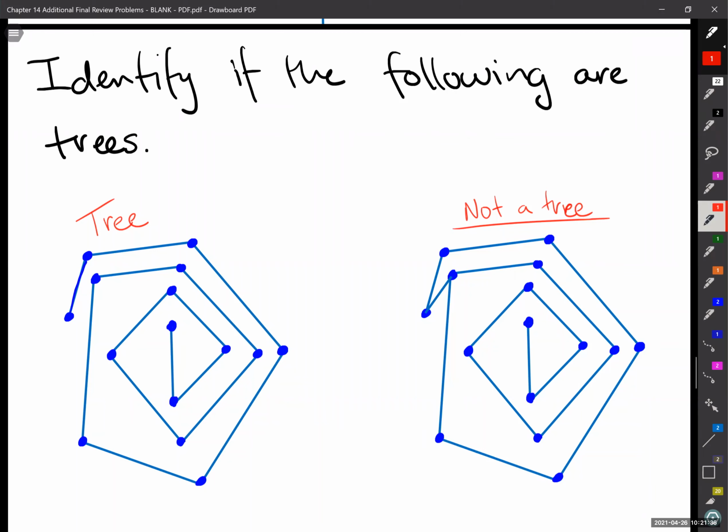So trees are minimally connected. There should be no cycles. There's only one way to get from a vertex to another vertex. So just to illustrate that further, if y'all would, for both graphs, think about how many ways could we get from the first yellow dot to the second?